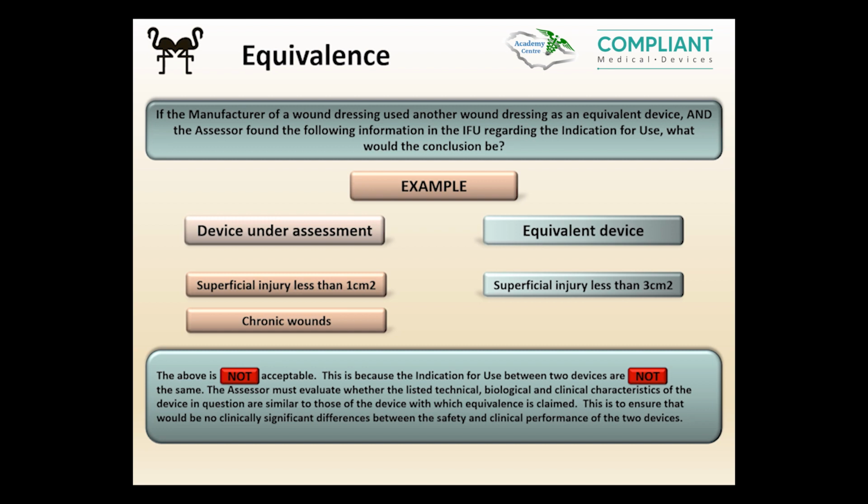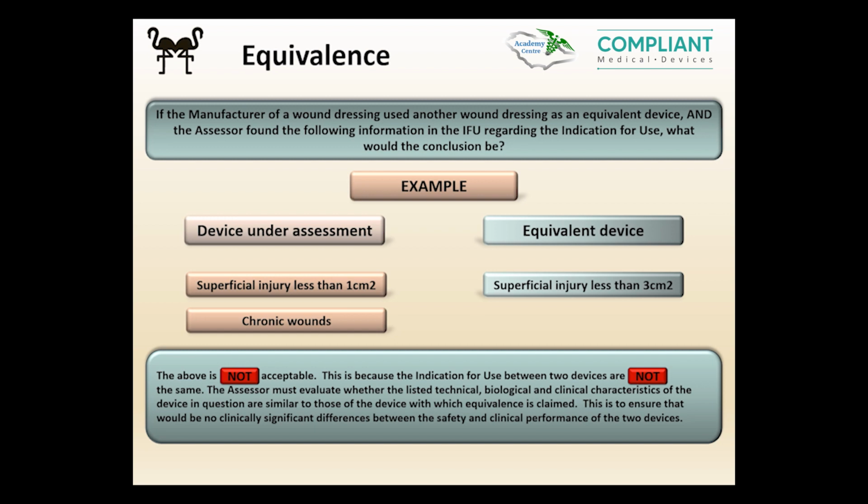In this example, the device under assessment on the left has a different clinical claim to the potentially equivalent device on the right. In other words, the equivalent device doesn't have the same clinical characteristics as the device under assessment. It will therefore not be acceptable for the manufacturer to rely on equivalence as a clinical data route for their wound dressing.